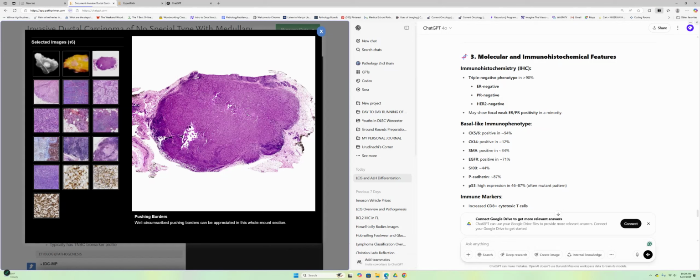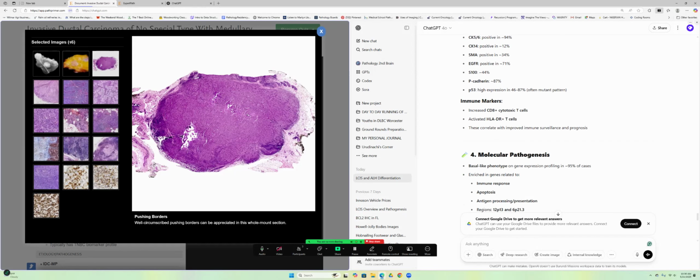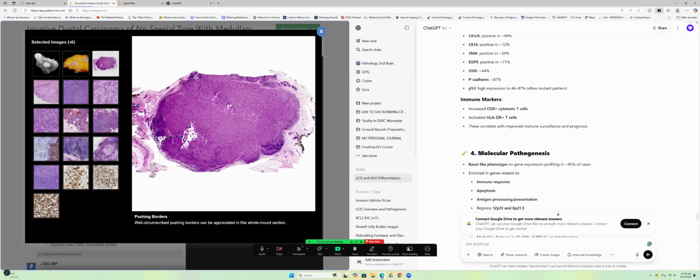They have a basal-like immunophenotype: CK5/6 positive in 94%, CK14 positive in 12%, SMA positive in 34%, EGFR positive in 71%, S100 positive in 44%, P-cadherin positive in 87%, P53 positive in 46 to 86%. So let's continue to immune markers.